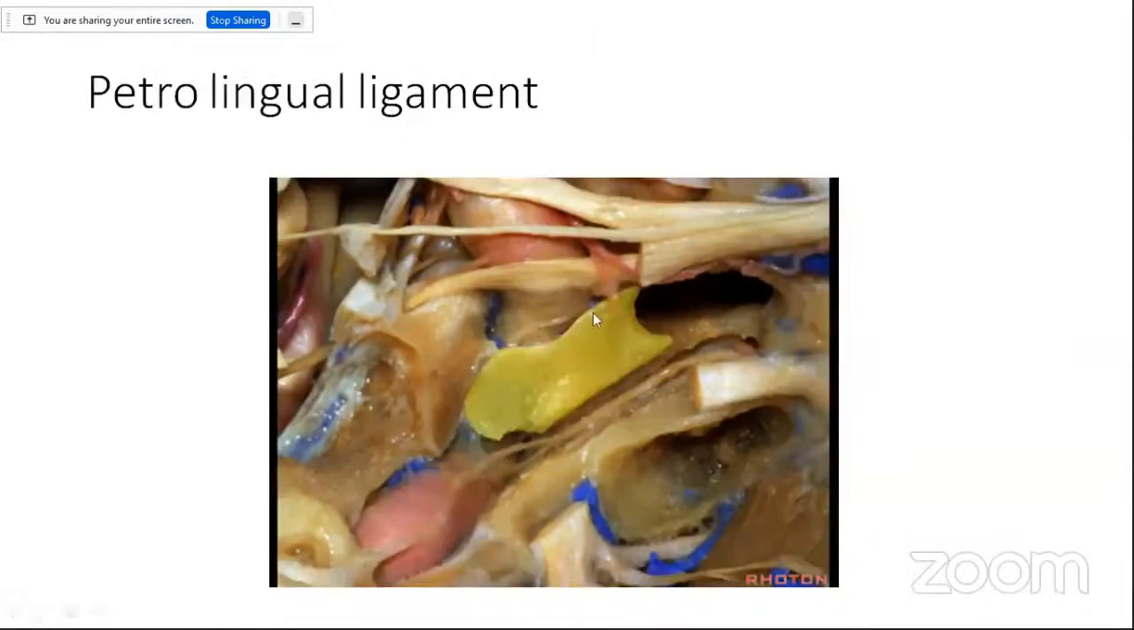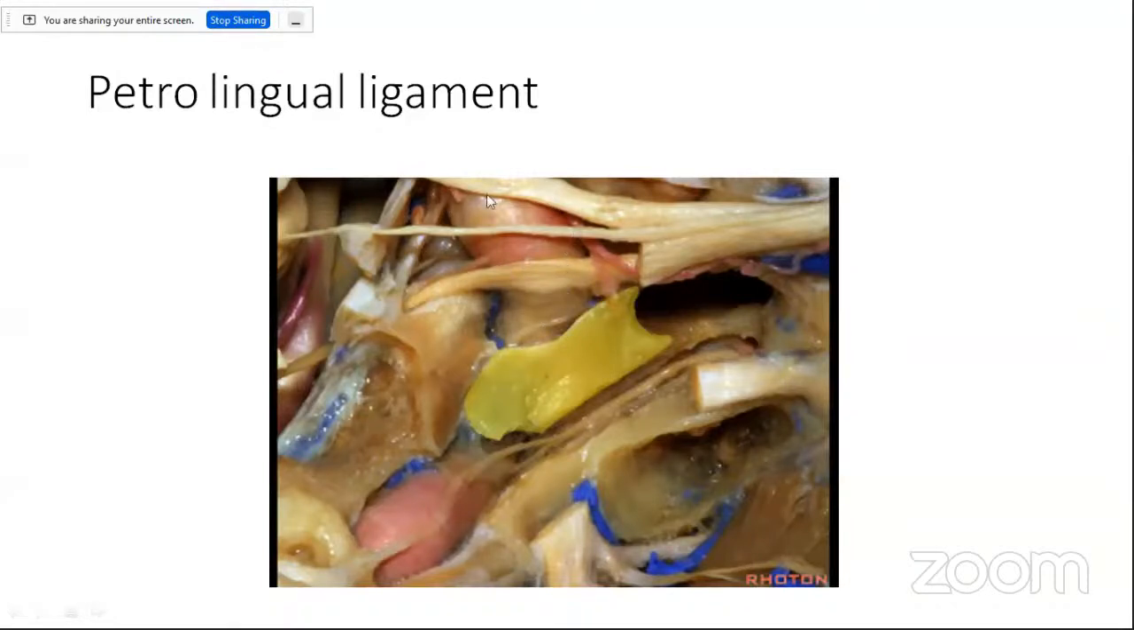This ligament that we already saw in the previous diagram, which has now been highlighted yellow, is the petrolingual ligament. This marks the extent of the petrous and the lacerum segment of the ICA, and basically the end of the petrosal segment and the beginning of the cavernous segment. So after this petrolingual ligament, you would have this segment that will be highlighted in the next picture.